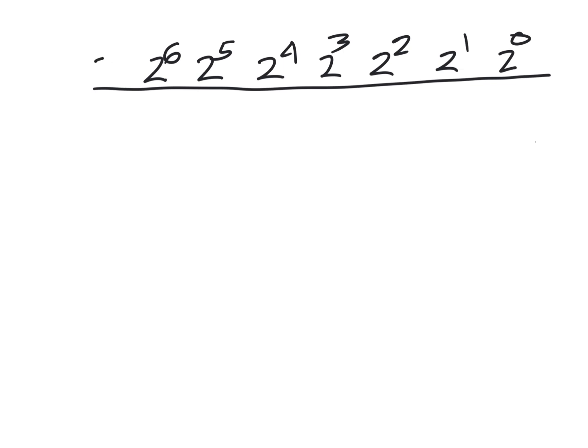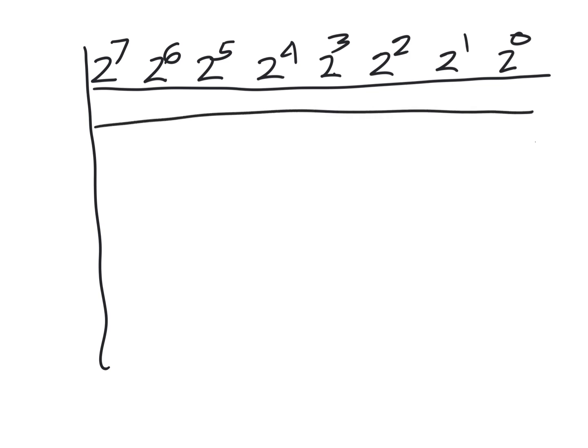All right, so let's do 2 to the 1, 2 to the 2, 2 to the 3, 2 to the 4, and oh boy, 2 to the 7. All right, so we have 1, 2, 3, 4, 5, 6, 7, 8. So this is 8 bits of binary.